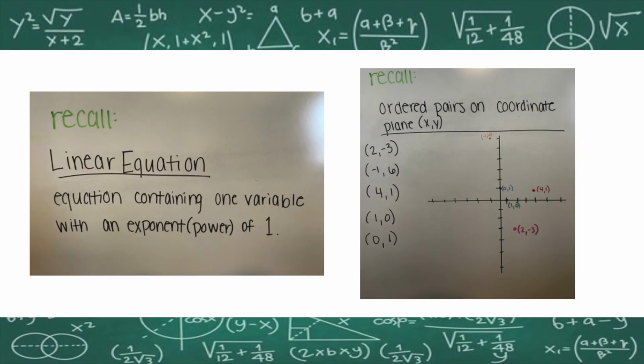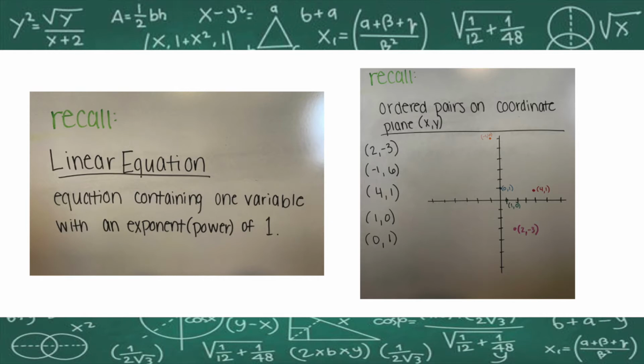So here's an example of what the board would look like during the pre-lesson recall session. I would ask them if they remember what a linear equation is, giving them time to answer, and then I would write the definition on the board. A linear equation is an equation containing one variable with an exponent of 1 that graphs a straight line.